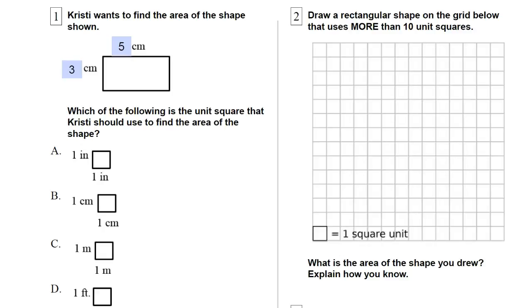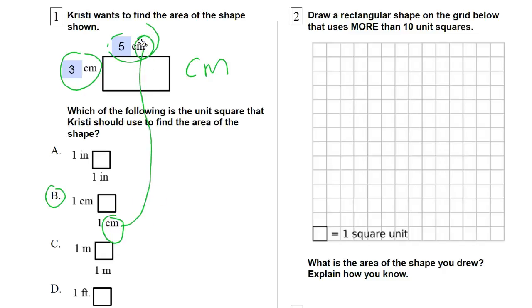Look at number one. It says Christy wants to find the area of the shape shown. Which of the following is the unit square that Christy should use to find the area of the shape? So look at the length and the width. The length is 5 centimeters, right? And the width is 3 centimeters. The unit square is centimeters. So is it A, B, C, or D? Obviously, it's B because the centimeters has to match the centimeters in the diagram.